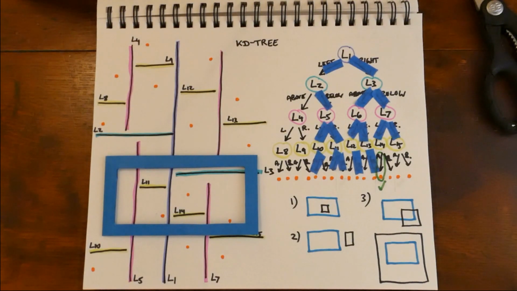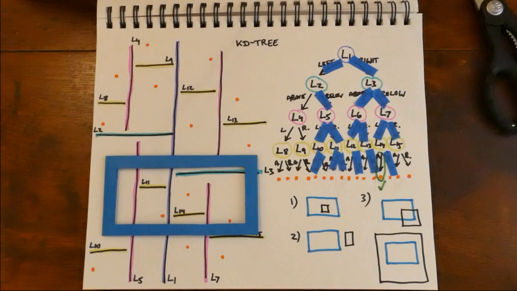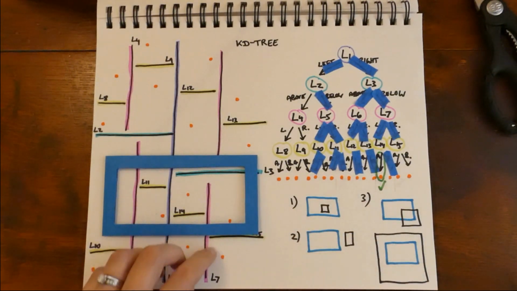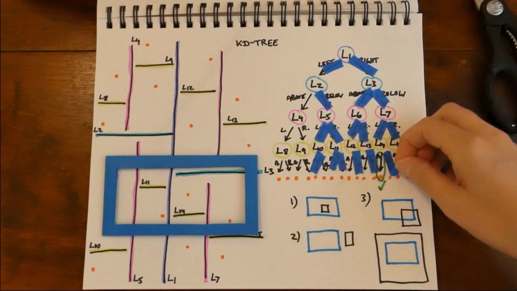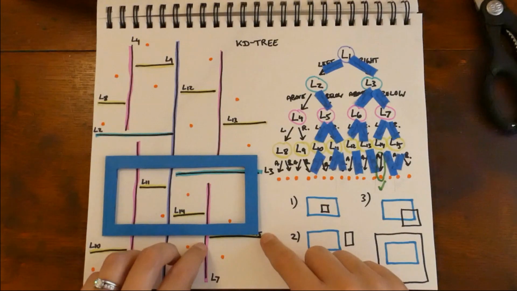In our case, it's just one site, but in general it could be more. The region below L14 intersects the query rectangle, so we need to continue to check it. The region above L15 intersects the query rectangle, so we need to check it. But the region below L15 lies completely outside the query rectangle, so we don't need to check it.